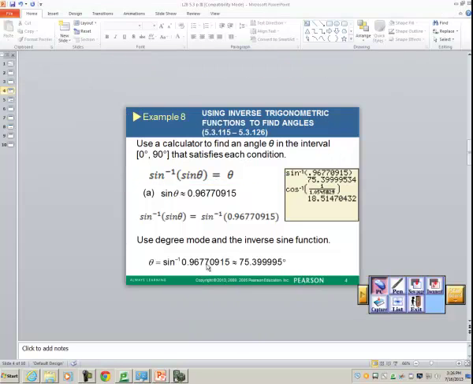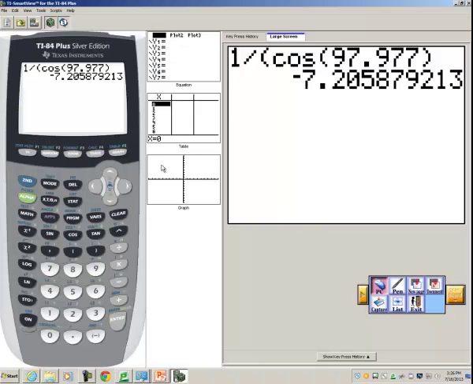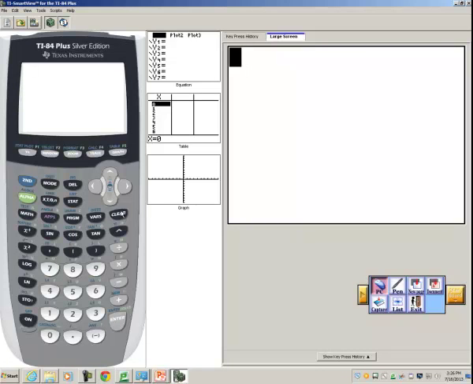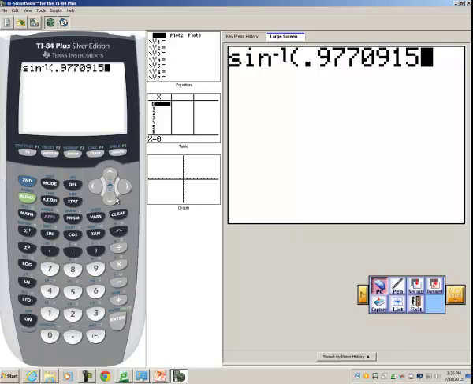So we go ahead and apply that on the calculator. We have to go to second and inverse, because the inverse sine is right above the sine. And so we're going to put in there 0.9770915. No, there's a 6 in there. Back up.